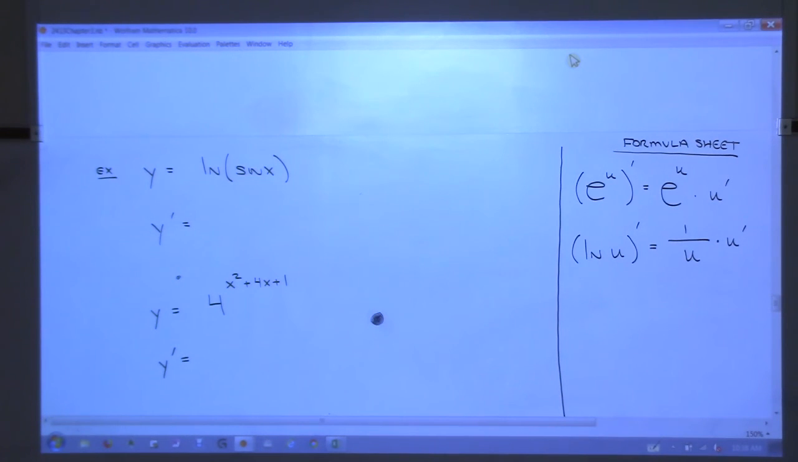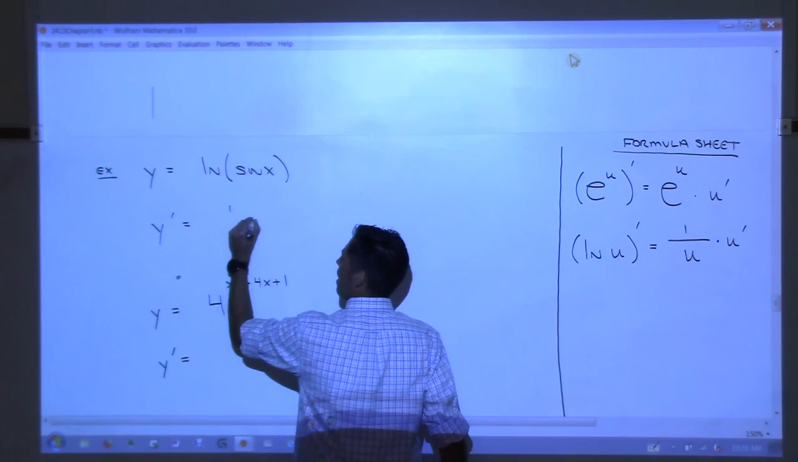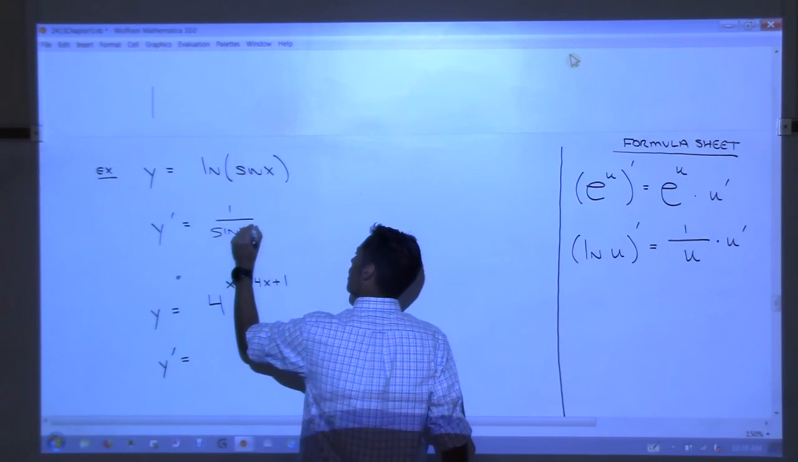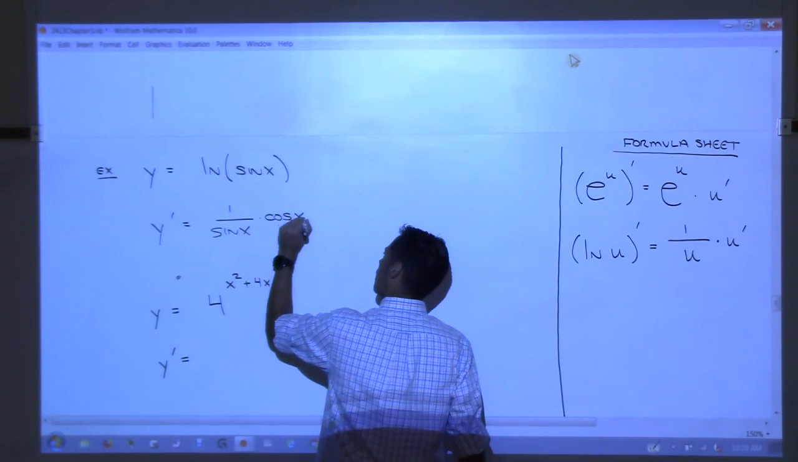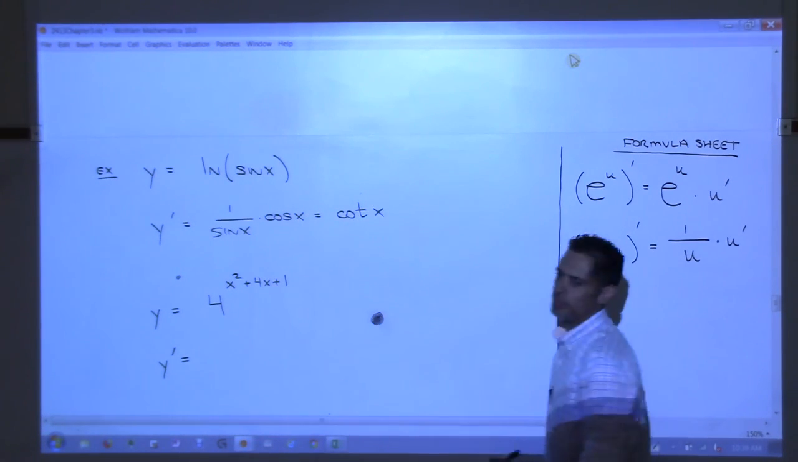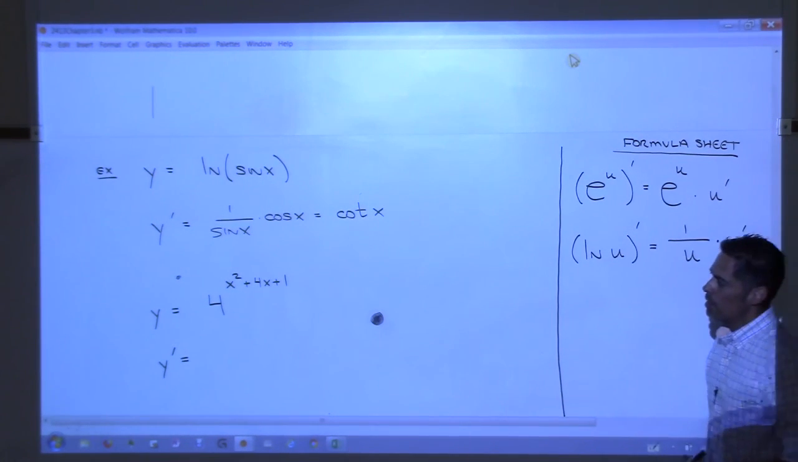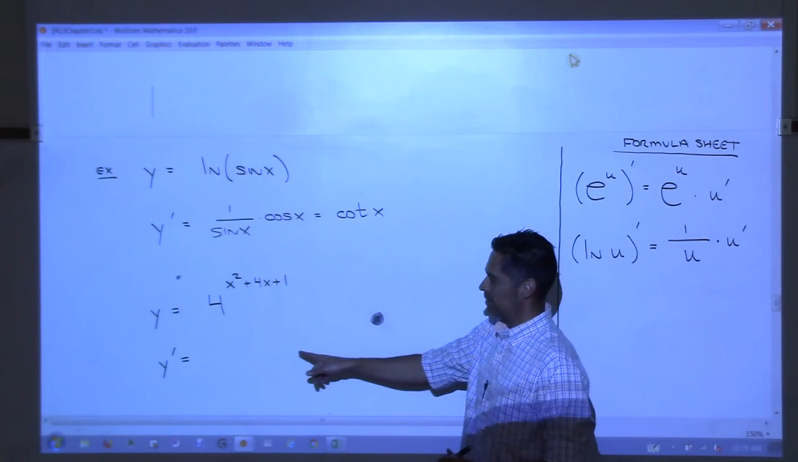Okay, let's go with some answers here. How about that first one? You're going to do 1 over u and then times the derivative of the u. So what do you got? 1 over sine x times cosine x. Hey, that's cotangent x. That's cosine over sine.